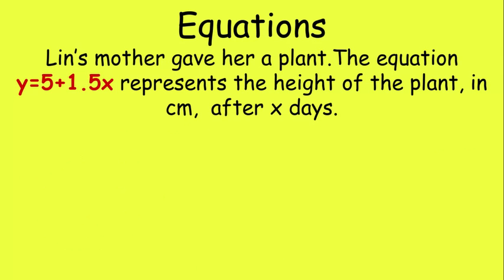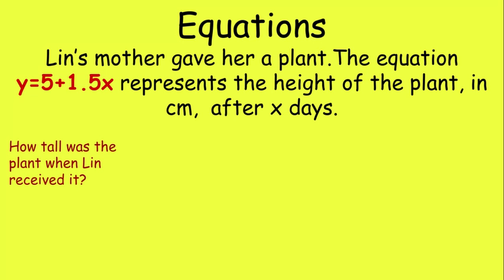So let's take this same information and let's ask some questions about it. How tall was the plant when Lynn received it? Well, we kind of already went over that. When you're asked how tall the plant was when Lynn received it, you've got to look at your equation. We have y equals 5 plus 1.5x. You have two numbers there, so really two possible answers, 5 and 1.5. Well, you have to think about what each of these numbers represent. 5 is your y-intercept. It's a starting point and an initial value. And 1.5 is your slope or rate of change, the rate at which something is changing.